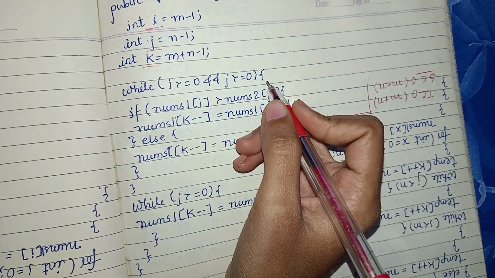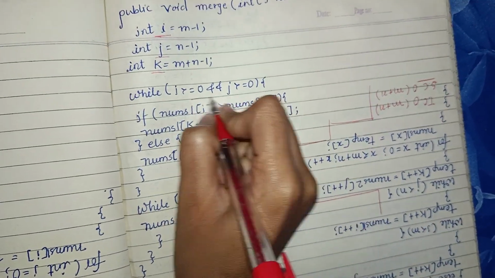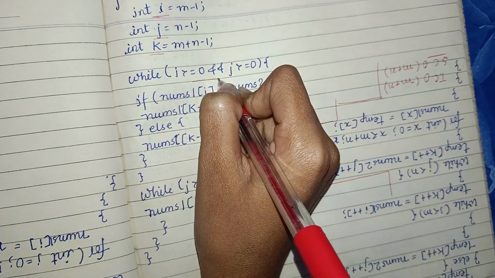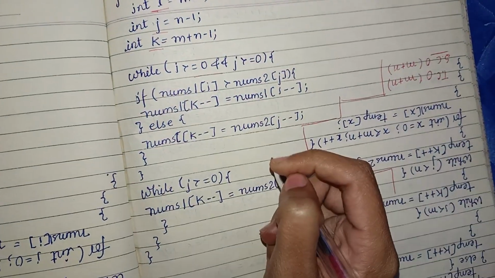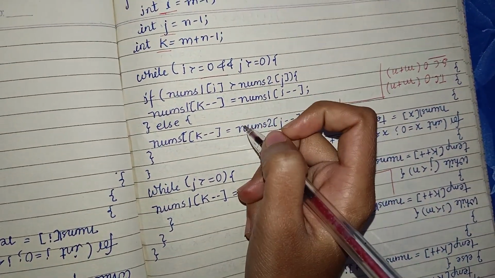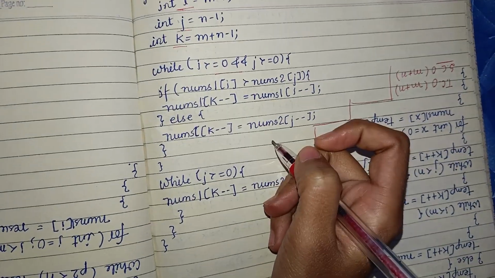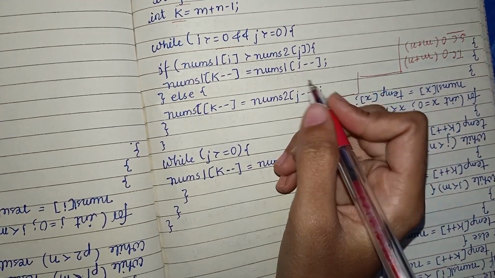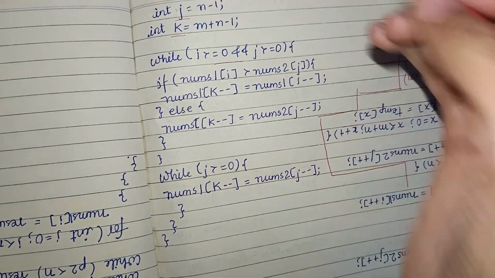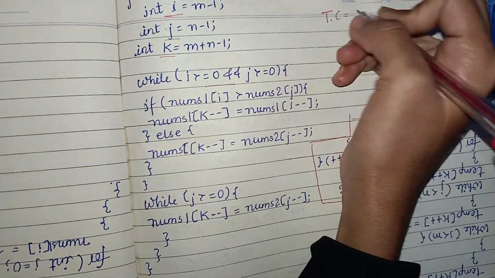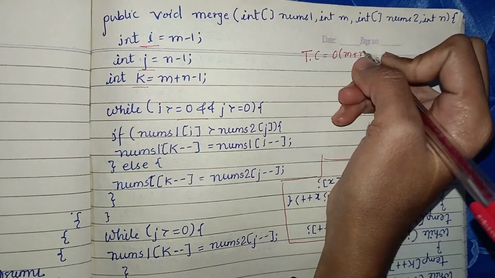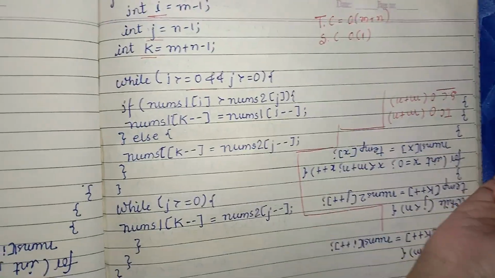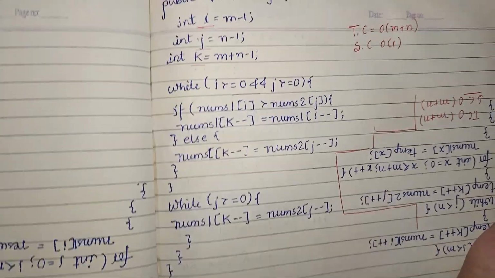We compare elements from the back. The largest element is placed at index k. This prevents overwriting elements. We move the pointer backward. If nums2 still has elements left, we copy them. This approach uses no extra space. That's why its time complexity is big O of m plus n, but its space complexity is big O of 1. That's why this is the optimal solution.